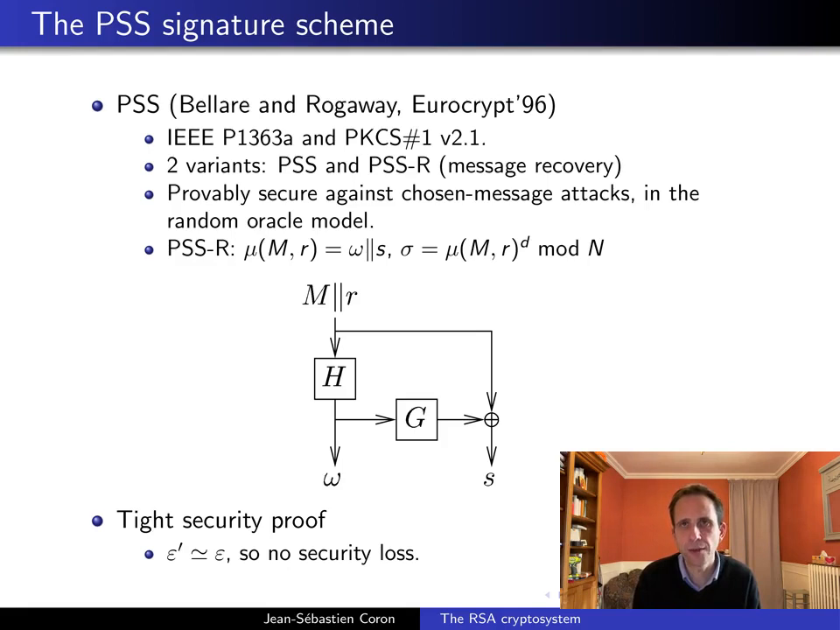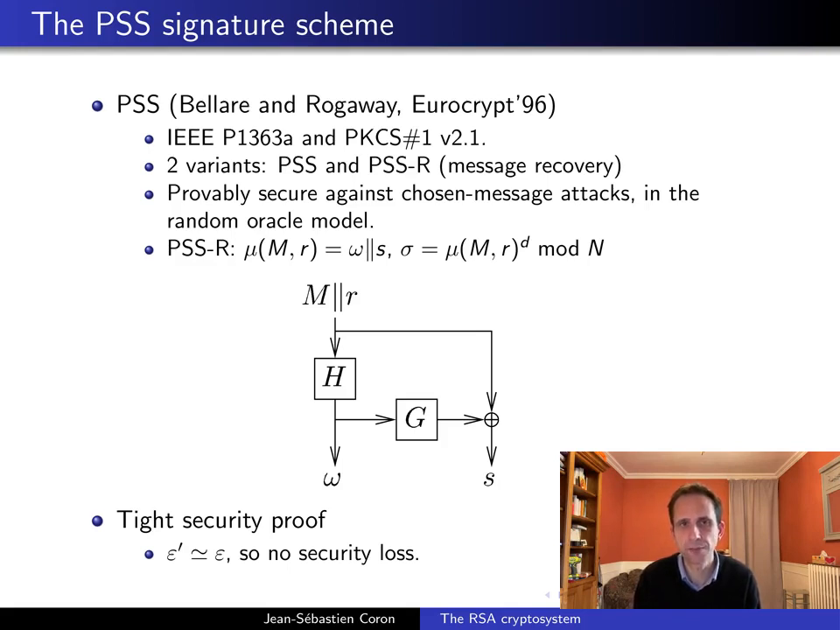And then to verify a signature sigma using the public key, we first raise sigma to the power of E, of course, to recover the encoding omega and S. Once we know omega, we hash omega with the hash function G, and we XOR it with S, and then we recover the message M and the randomness R. And then eventually we check that when we hash M and R, we obtain omega. In that case, we can say that the signature is correct.